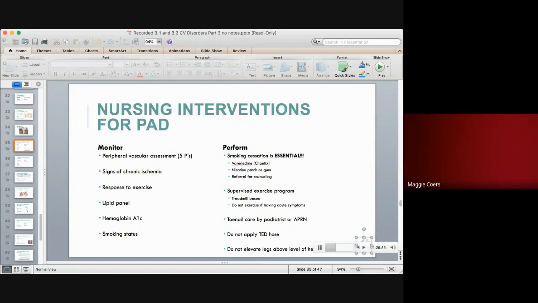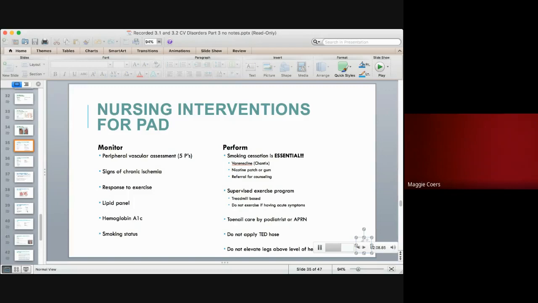We also want to monitor smoking and help educate to quit smoking. Smoking is one of the most important risk factors for peripheral artery disease, even more so than coronary artery disease, because of the vasoconstriction and blood pressure issues that smoking can cause. When we talk about peripheral artery disease, it doesn't really matter how much of everything else the patient does. If they don't stop smoking, the peripheral artery disease will progress. So we need to work with them to help them quit smoking.